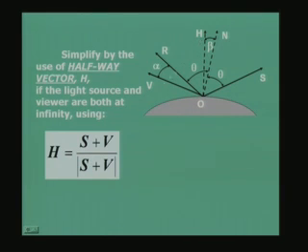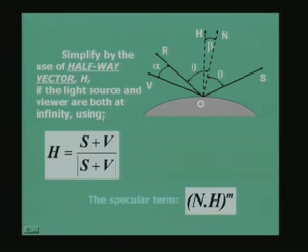It is in the plane between V and S, different from the plane of R, N and S, and that is the halfway vector H. If the light source and the viewer are both at infinity, you can compute this H, and the specular term now gets modified to a simpler form by trying to compute the cosine of beta to the power m. So, we assume that beta and alpha are approximately the same.